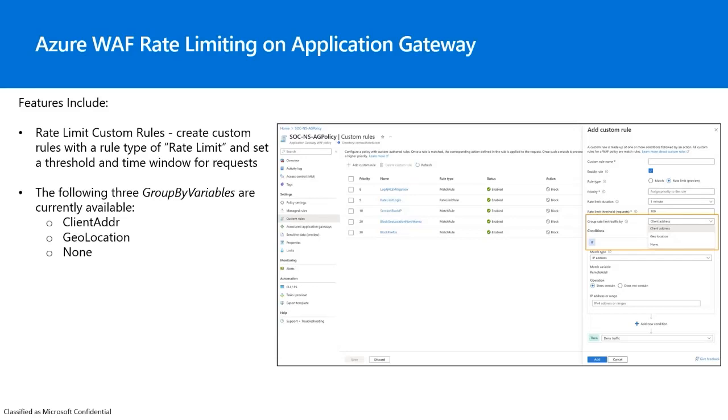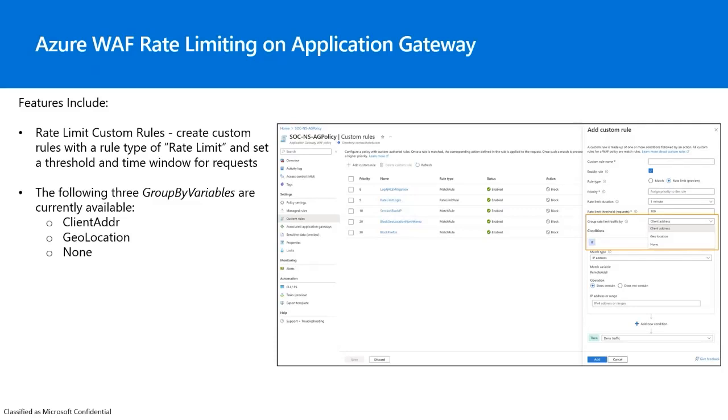This functionality will greatly enhance the flexibility and power of the rules when mitigating distributed floods, as rules can be created that group traffic by variables other than just the source IP address. So the supported group by variables will be client address, geolocation, and none. So we'll start with client address.